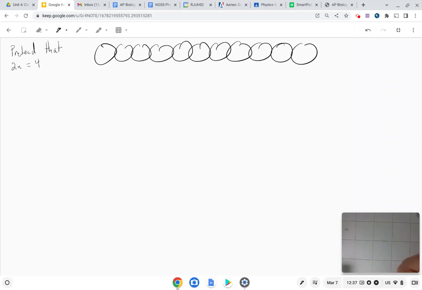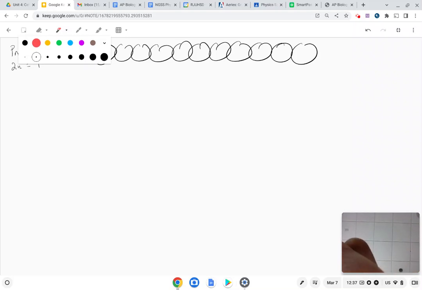Okay, so inside this cell is a maternal, I'll use pink, a maternal large chromosome and a maternal small chromosome.